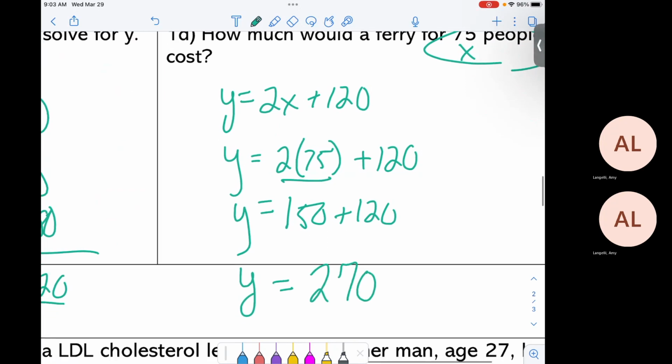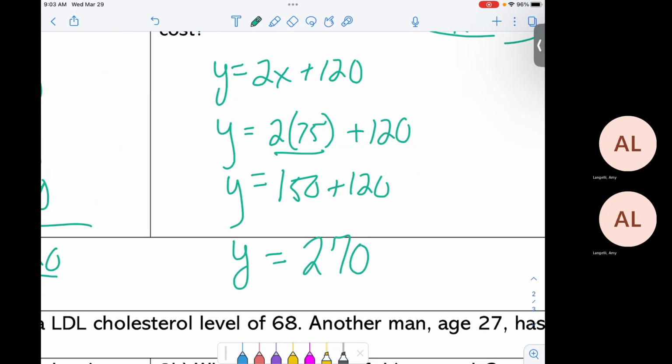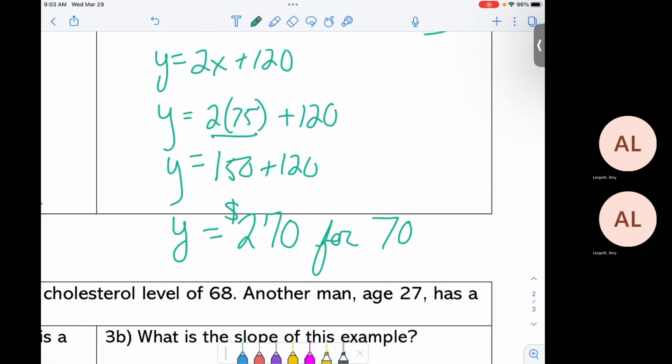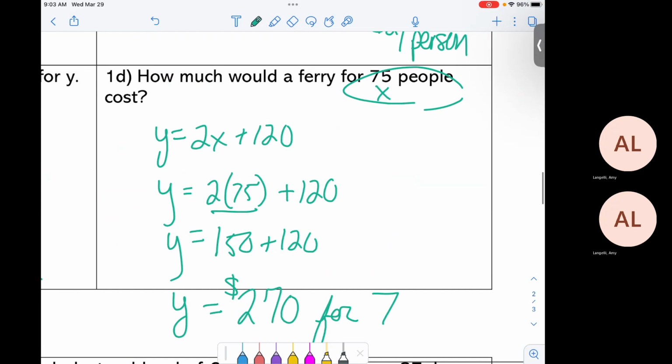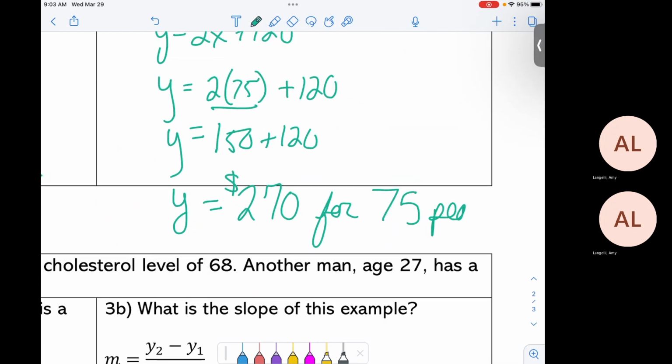270. What is Y? Y is cats, dogs, money. Money. For how many people? 70. 70. Good. Is that right? 75. You just guessed. 75 it is. 75 people. Getting the hang of it?